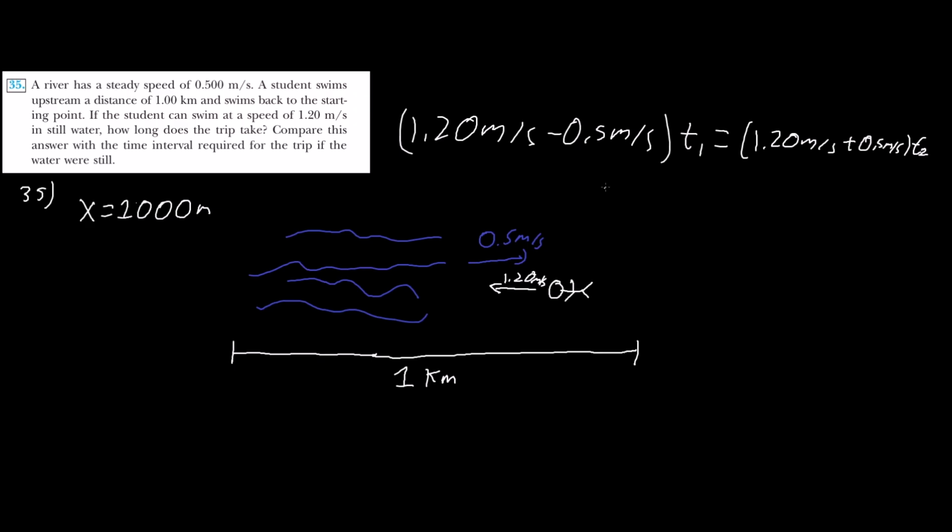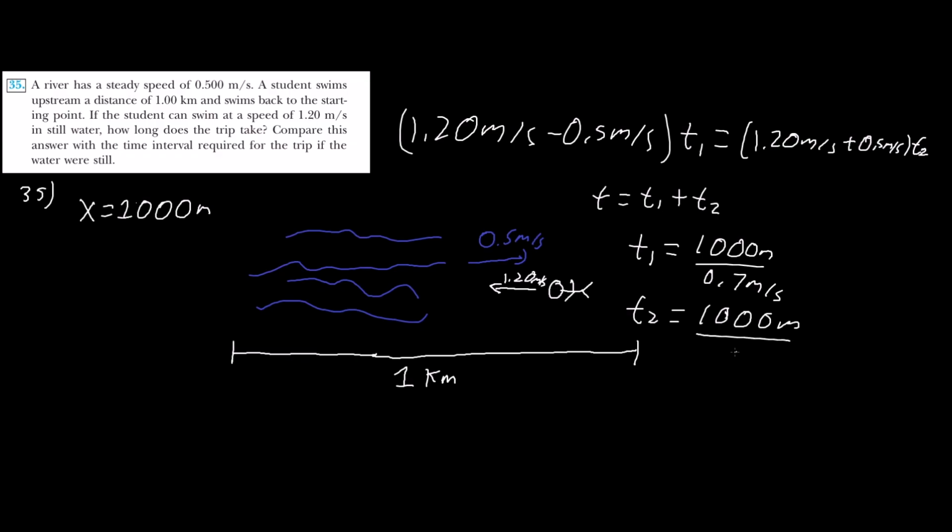All right, now since we got that out of the way, let's find the time it takes. The total time is going to be T equals T1 plus T2. T1 is going to be 1,000 meters divided by 0.7 meters per second. That's the difference between those speeds. T2 is going to be 1,000 meters divided by 1.75 meters per second. So that's the time it takes.